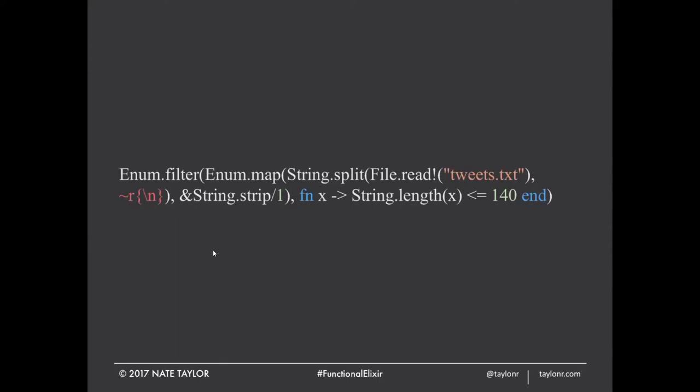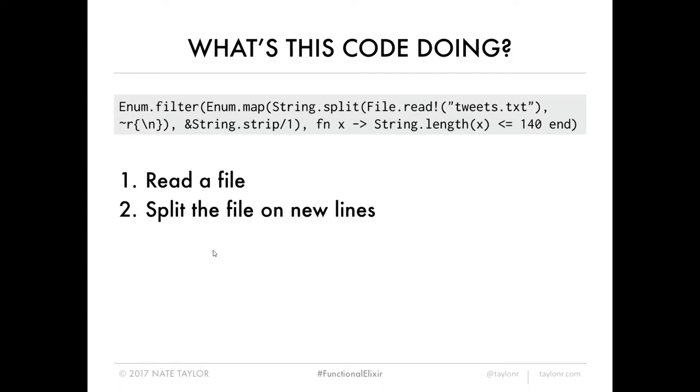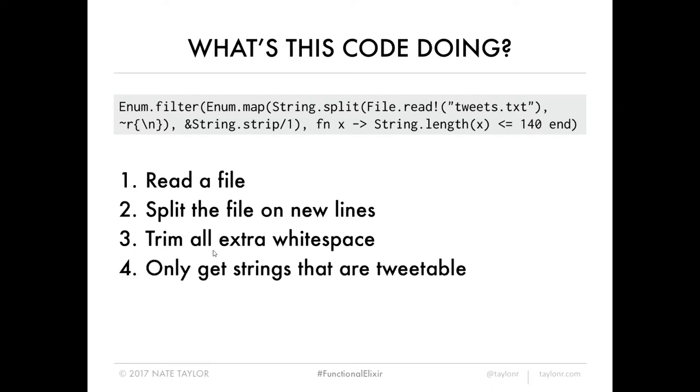But when we use the pipe operator, we can split this up and pipe data from one function call into the next. All this code is doing is reading a file, tweets.txt, in the stream. It's going to split the file on new lines, that's the \r\n. It's going to trim all the extra white space, which is the String.strip. And then it's only going to get strings that are tweetable. You can tell this code is a little bit older because it's got 140 characters. I wrote this before Twitter expanded to 280.